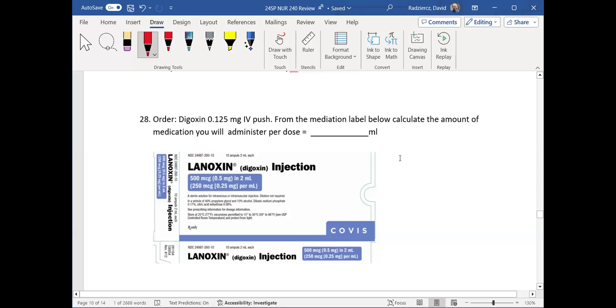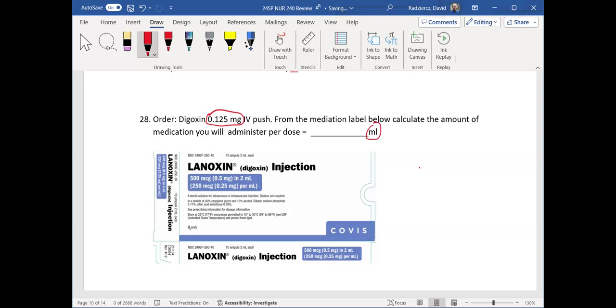28. Okay. So the trick with these questions, especially when you have a label that has a lot of stuff listed on there, is you always want to use what they're telling you to utilize. What I mean by that is, it tells you they're looking for 0.125 milligram IV push. So you're looking for milliliters. You're going to use the label to determine what you're going to use.